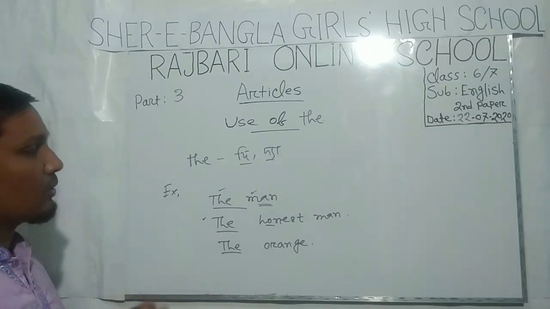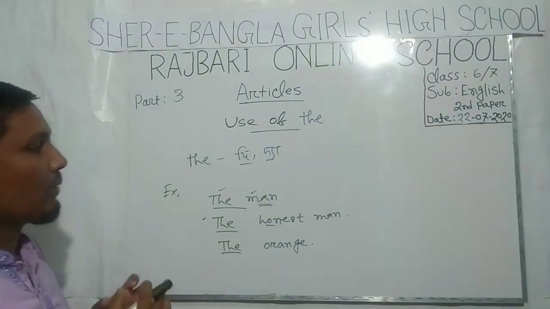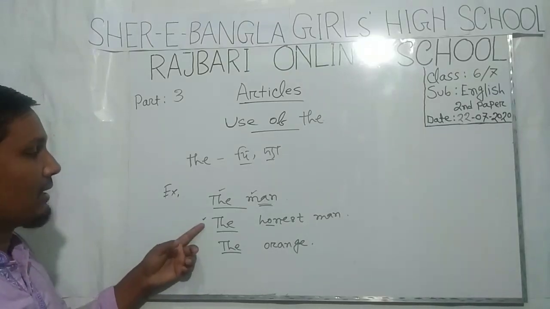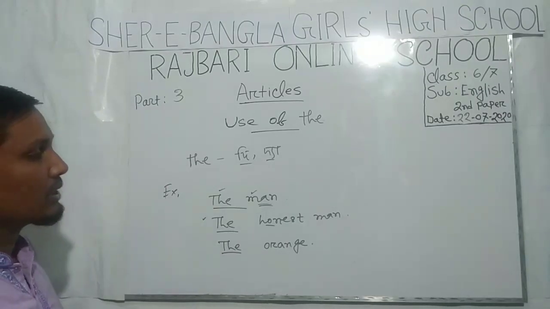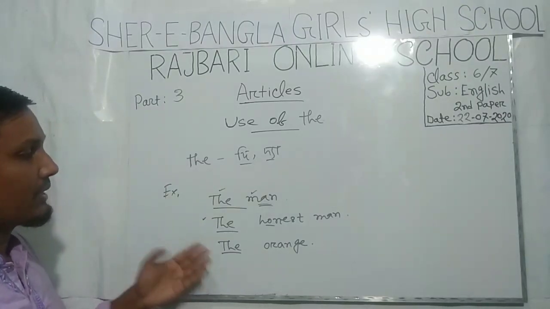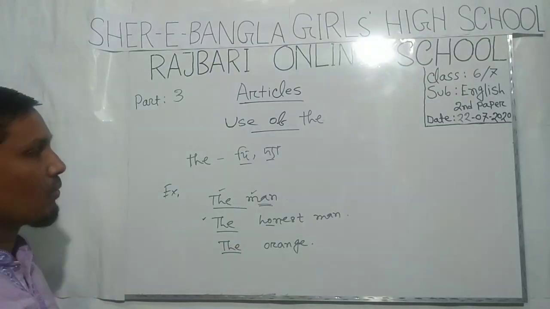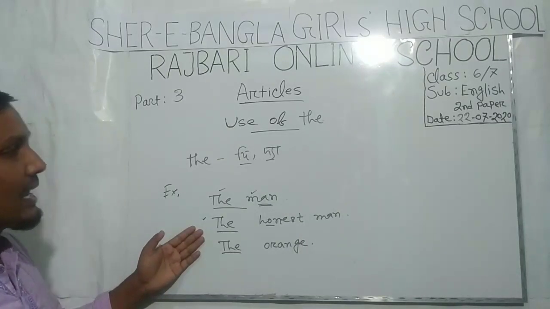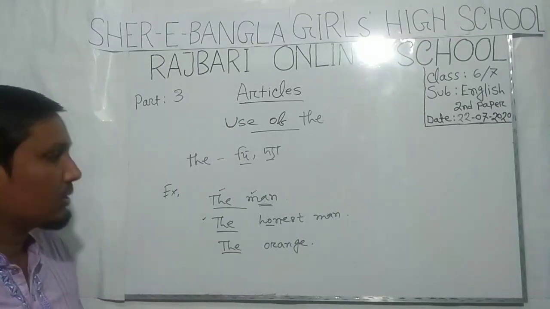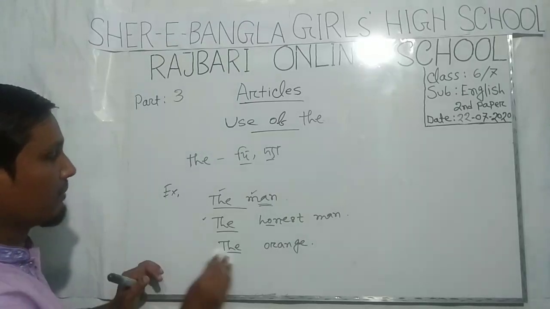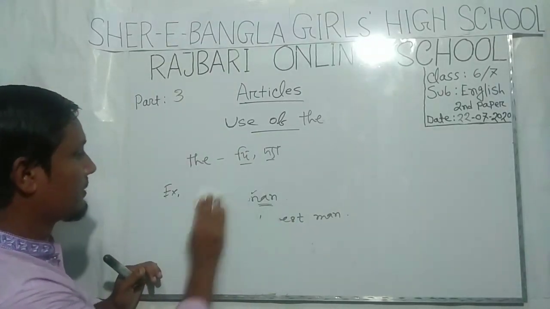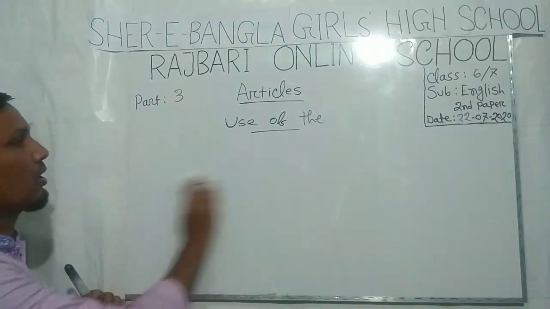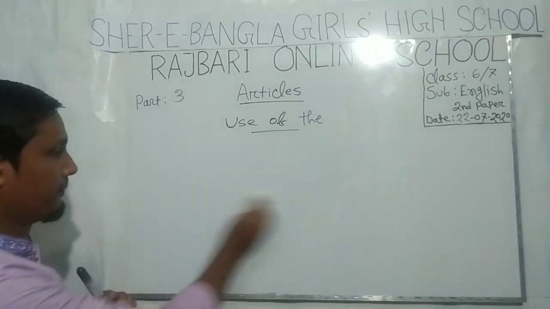Okay, overall we can say that when you see a word that starts with a vowel sound, you have to pronounce the as "thee", and when you notice a consonant word, you have to pronounce it as "thuh". Okay, I hope you have understood this very well. Now try to understand the different rules of the.